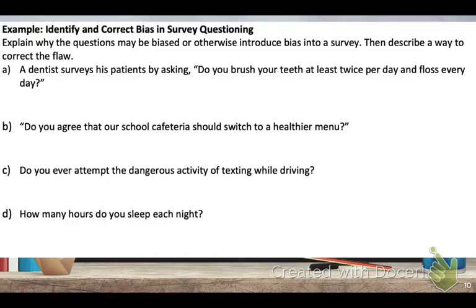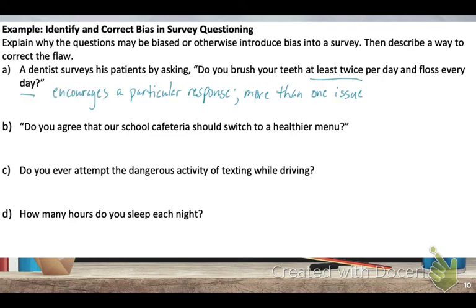So a dentist surveys his patients by asking, do you brush your teeth at least twice per day and floss every day? Well, that seems harmless enough, but we have some particular phrases, at least twice, and floss every day, that's suggesting something, so encouraging a particular response. My response would be, yes, I do. Also, it's addressing more than one issue. So is the person answering talking about brushing their teeth, talking about flossing, or both?